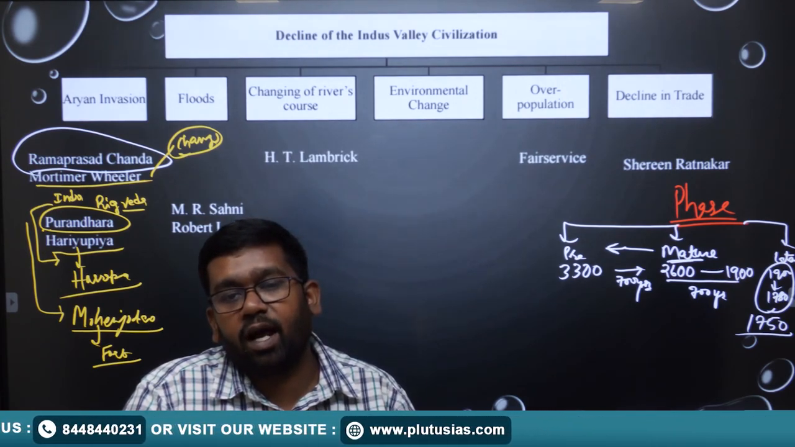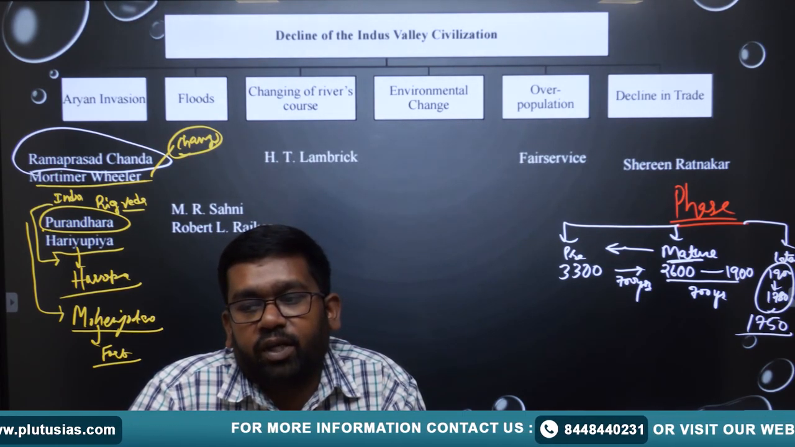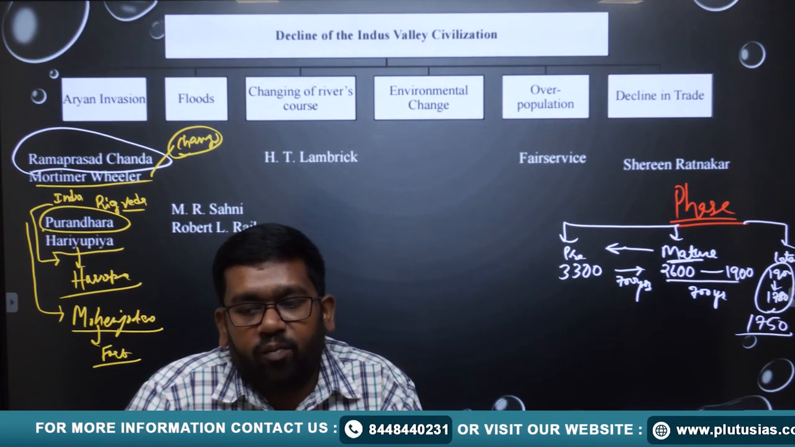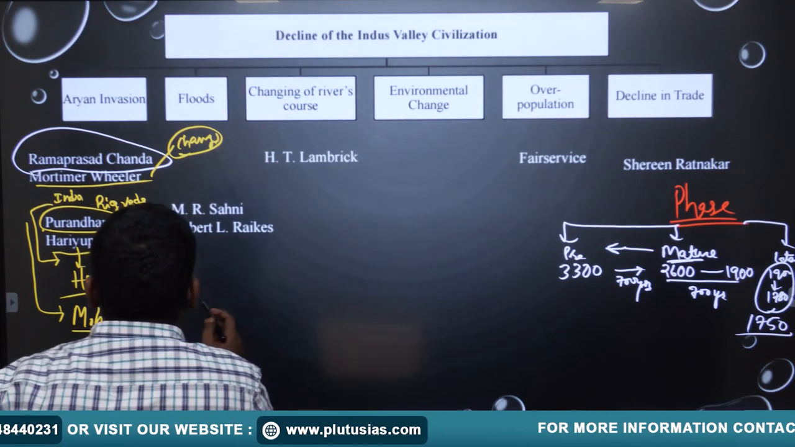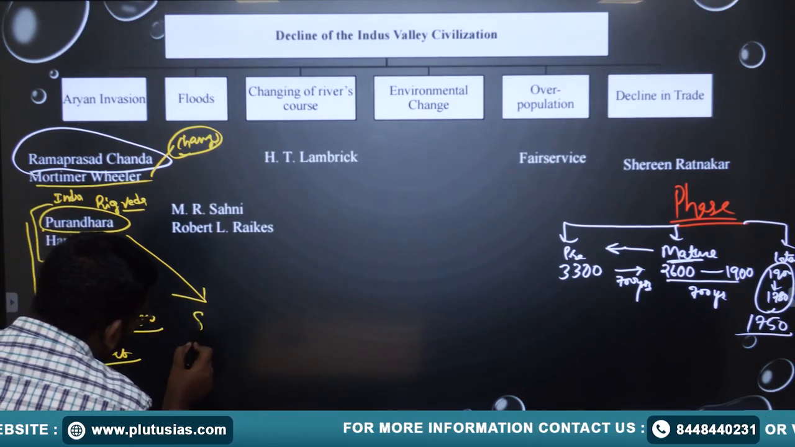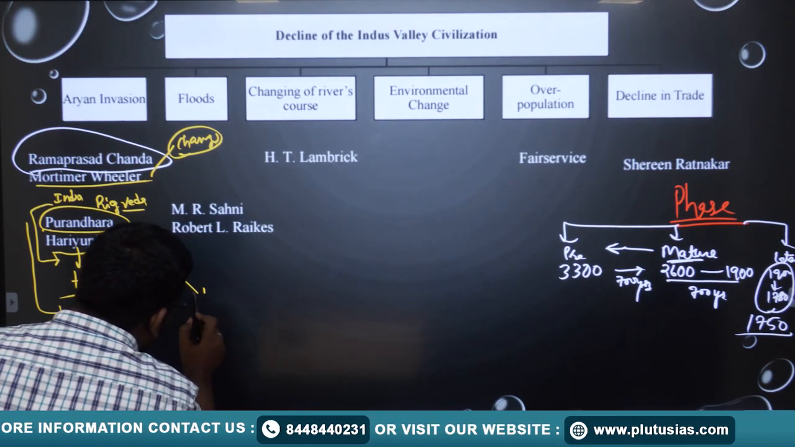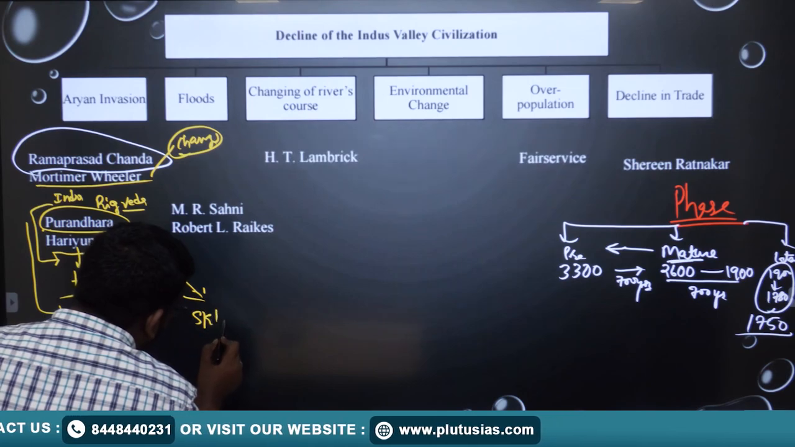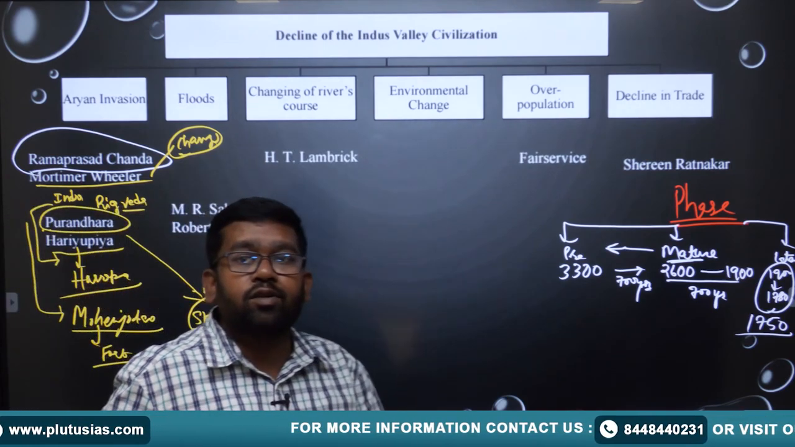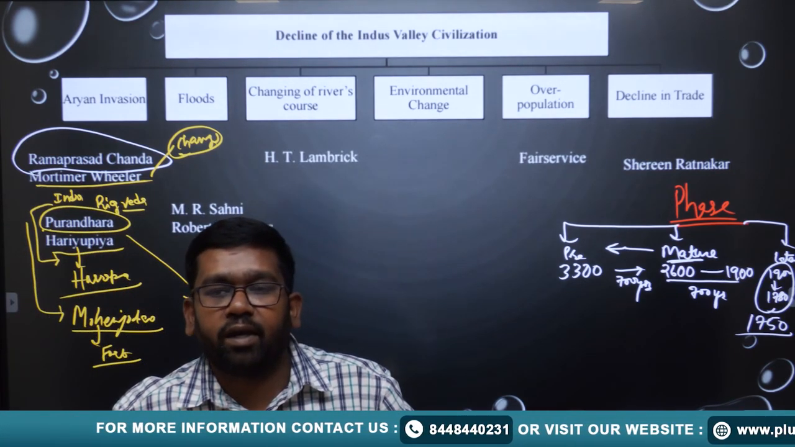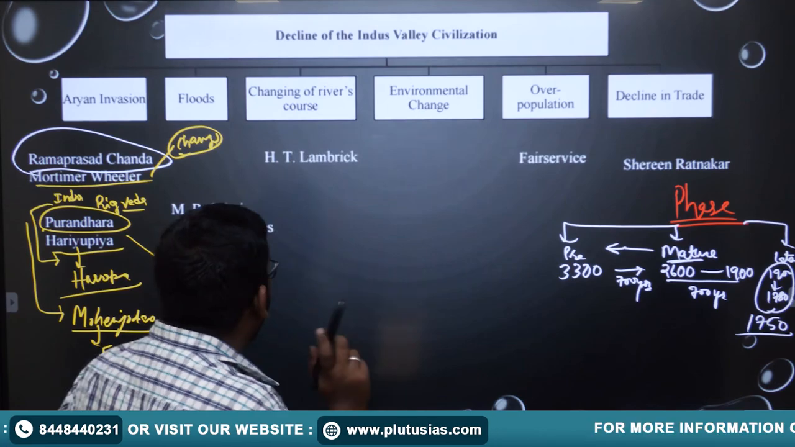Why? Other sets of people are identifying that there is no evidence of attack on the lower towns of Mohenjo-daro. If the Aryans had come and destroyed the city, there should be evidence of skeletons found near the sites of Mohenjo-daro. But there is no evidence of skeletons. That is why it is concluded that the Aryan invasion may not be the one reason behind the decline of Indus Valley Civilization. If you go further, what do you find?